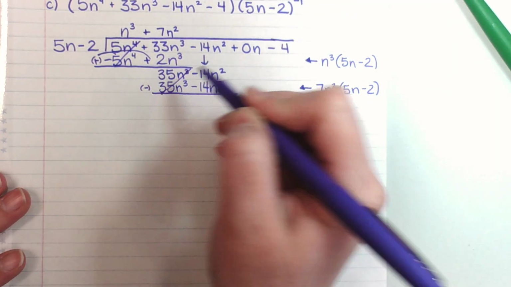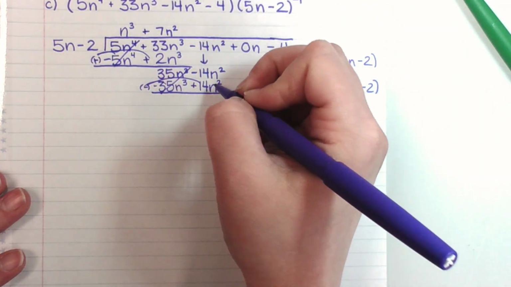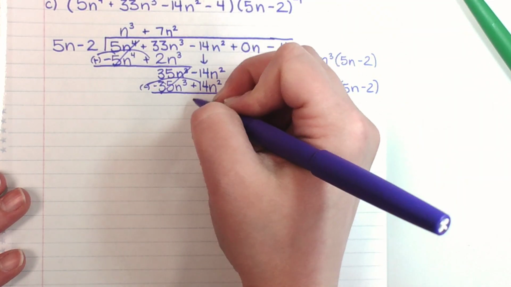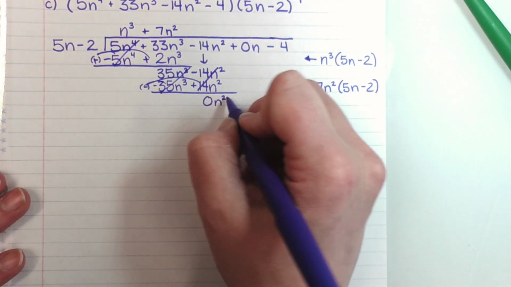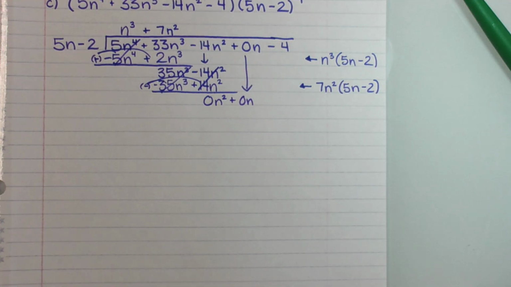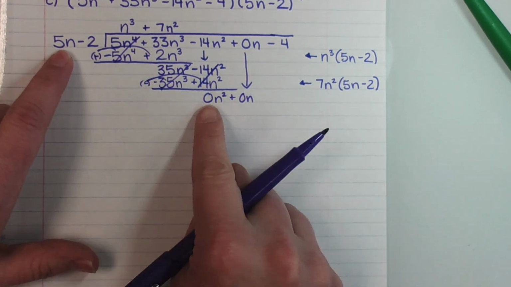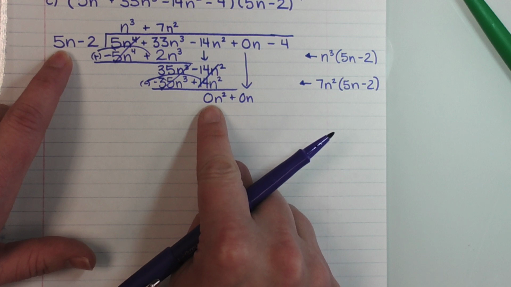35n cubed canceled. I distribute my negative. Don't they also cancel? I get 0 n squareds. I pull down, I get 0 n's. Multiplying by 5n to get 0 n squared is 0 n or just 0.